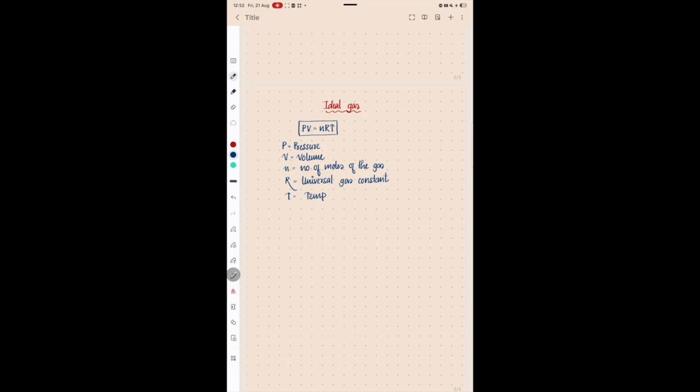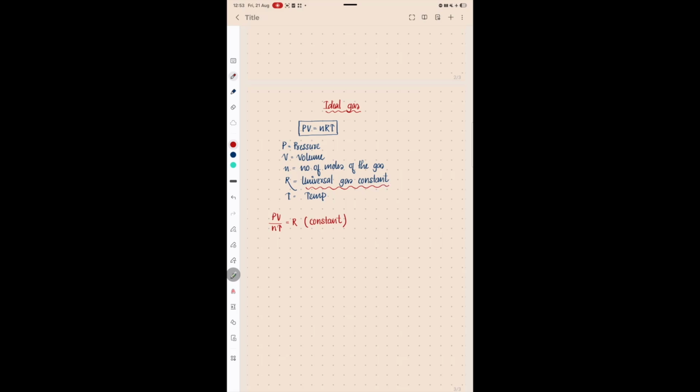Okay, so what we can see from here is that, from this equation, can I say PV by NT is equal to R, which is constant, as I told that R is universal gas constant.